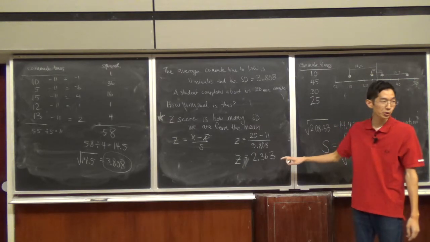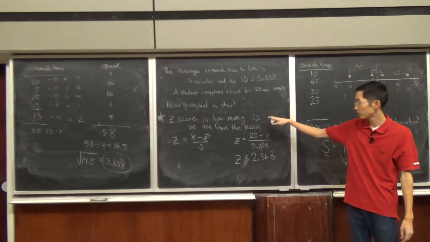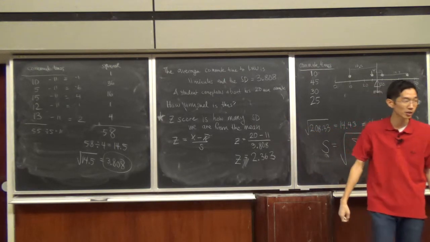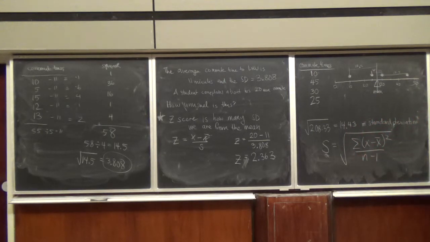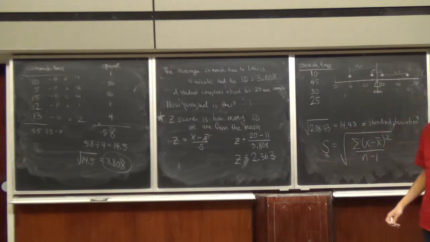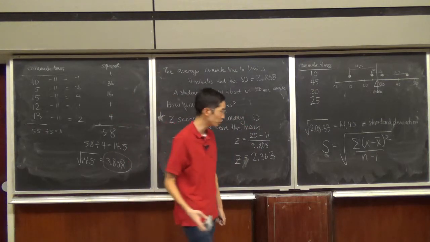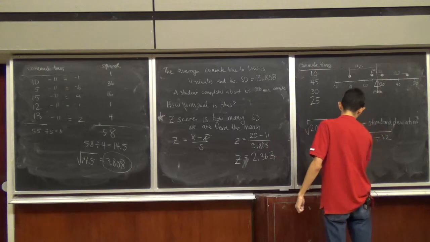So he is 2.363 what? He is that many standard deviations away from the mean. This man's commute time is 2.363 standard deviations away from the mean. As a rule of thumb, anything that is more than 2 standard deviations away from the mean, meaning the z-score is larger than 2 or more negative than negative 2, can be considered unusual. And if it's more than 3, you can consider it highly unusual.